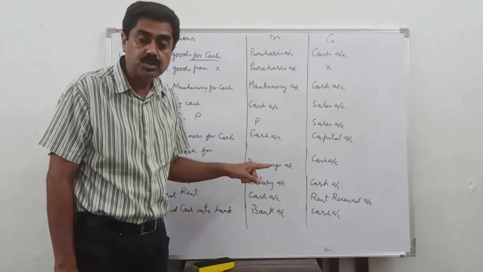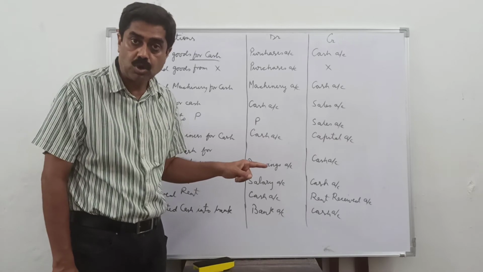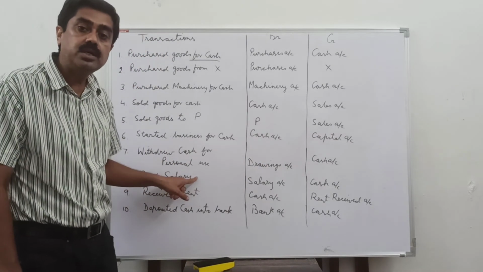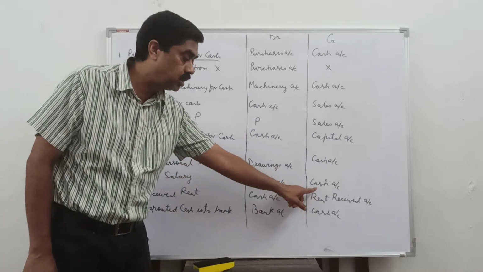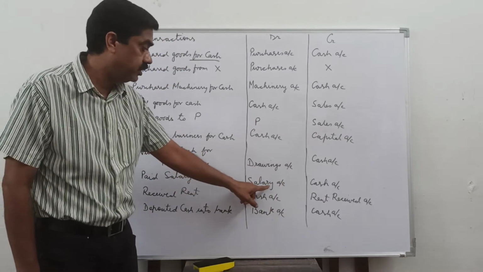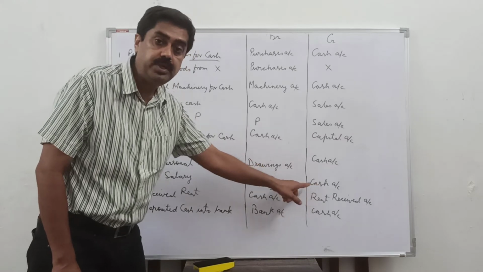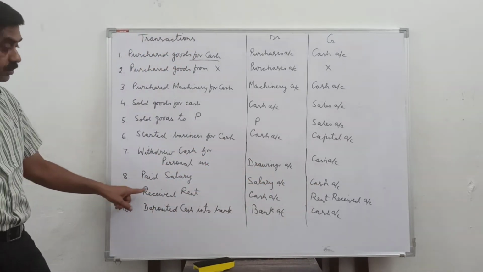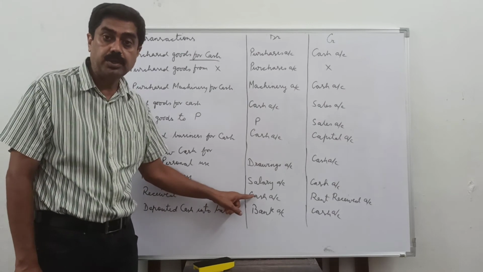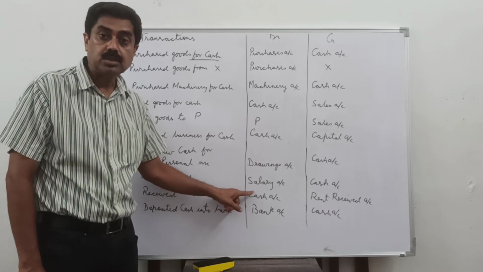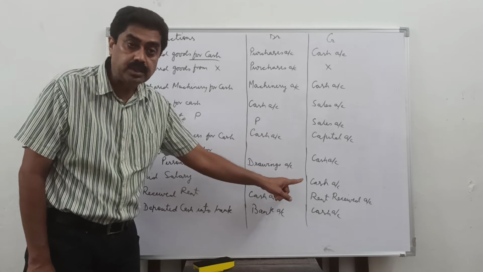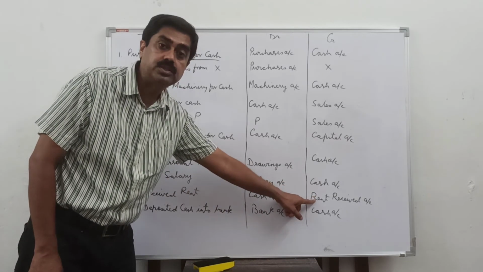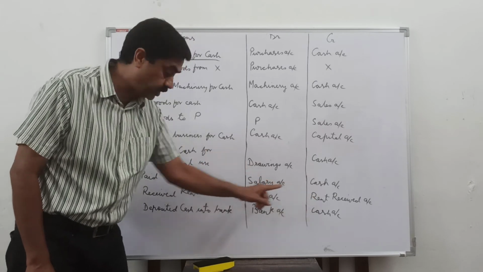Then paid salary. Salary is an expense, debit all expenses, nominal account. Cash is not given, it is understood, it is a cash transaction. Cash goes out, real account. So salary account will be debited, cash account will be credited. Received rent. Now from business point of view, cash is coming into business and rent is an income. Cash is a real account, debit what comes in, and rent received is an income, credit all incomes and gains.